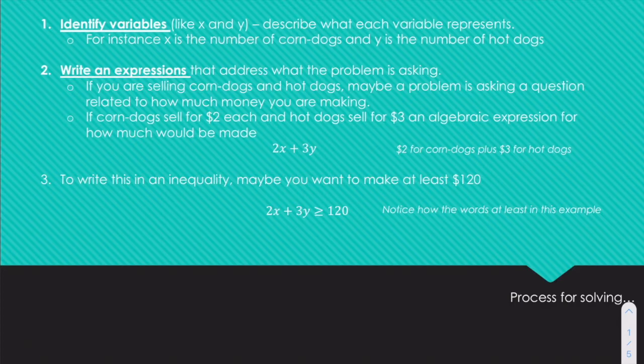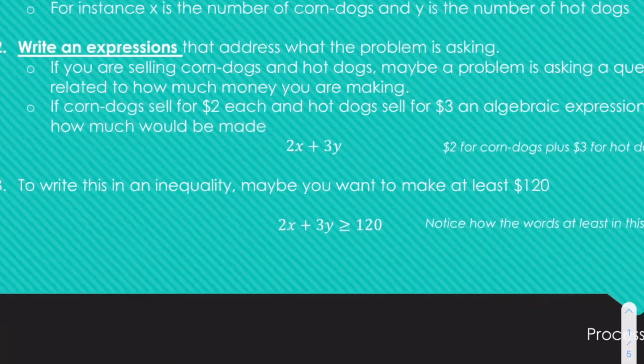And then number two, write an expression. And so now you're going to be focusing on an expression. So maybe you're talking about, in this case here, you're selling hot dogs and corn dogs, and if you're selling them, then there's a cost related to these things. So maybe a problem is asking a question related to how much money you would be making. If corn dogs sell for $2 each and hot dogs sell for $3 each, an algebraic expression for how much would be made would be this right here.